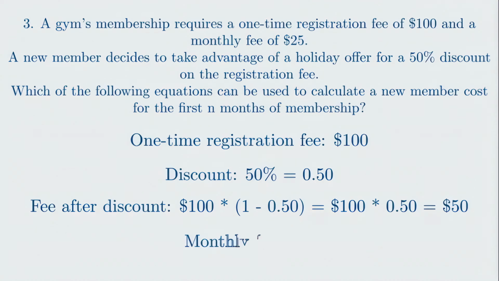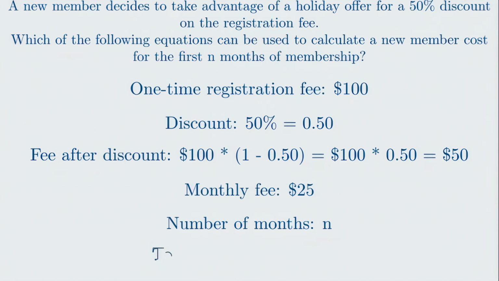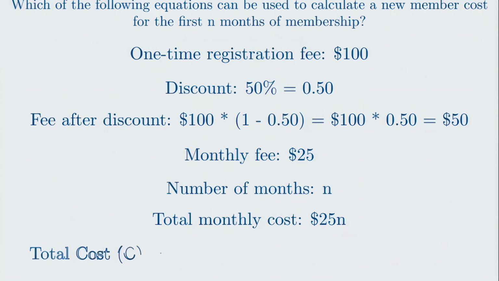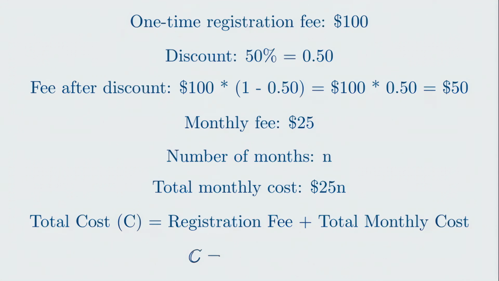Second, we have the monthly fee, which is $25. Since the membership is for n months, the total cost from monthly fees will be 25 times n. Now we combine these two parts to get the total cost. The total cost C will be the registration fee plus the total monthly costs. This gives us the equation C equals 50 plus 25n. This equation allows us to calculate the total cost for any number of months, n.